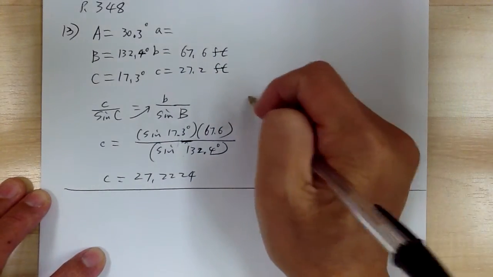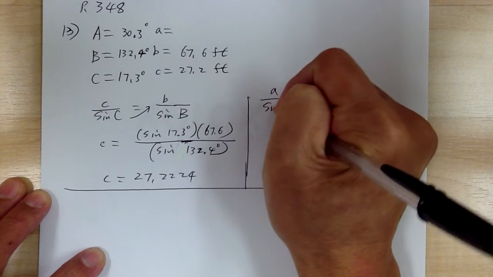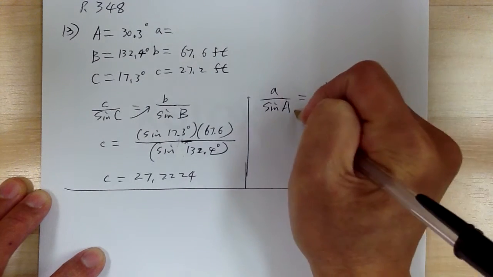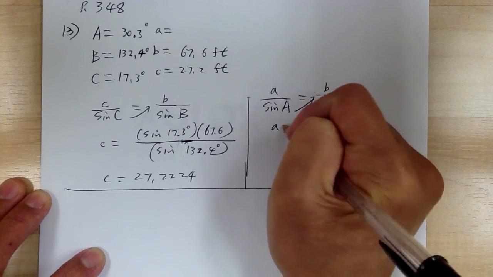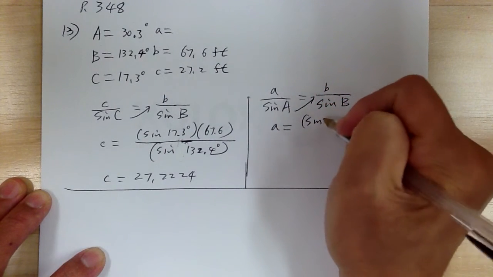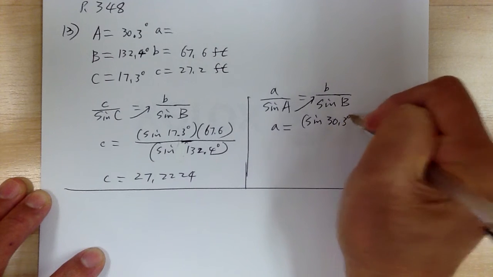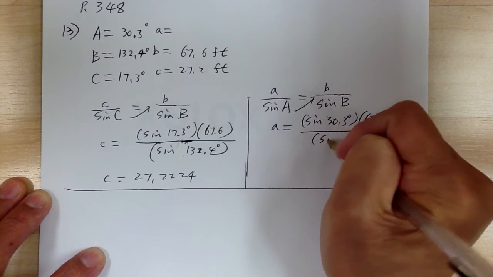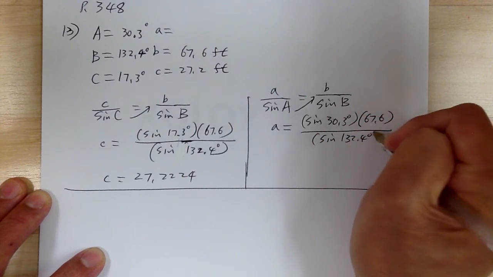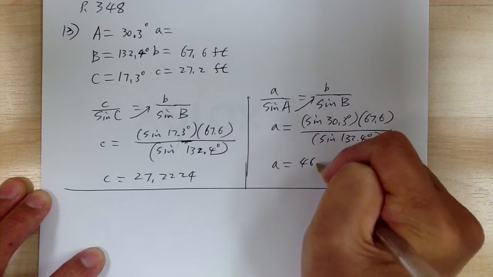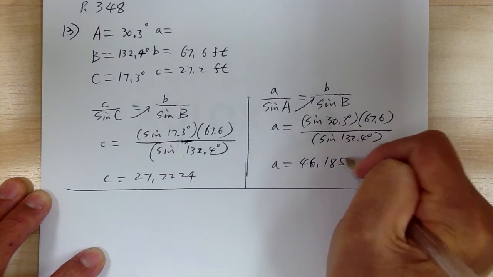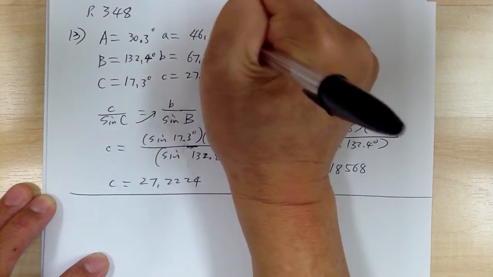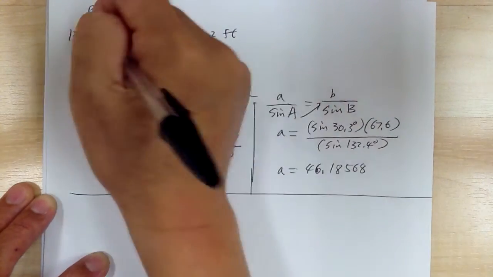To find A, you do the same thing. So you get a over sine A equal to b over sine B, and move the sine A to this side. So you get A equal to sine 30.3 degrees times 67.6 divided by sine of 132.4 degrees. Use your calculator, so you get A equal to 46.18568. So when you write, you get 46.2 feet. And this would be your answer.